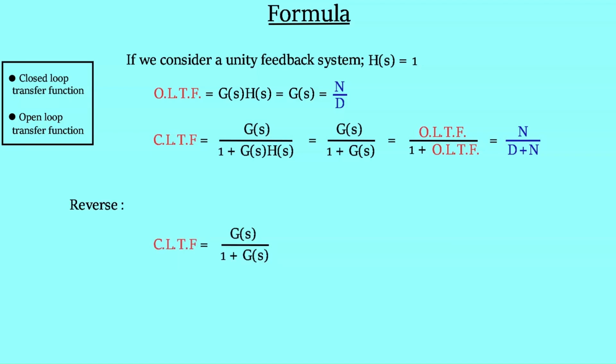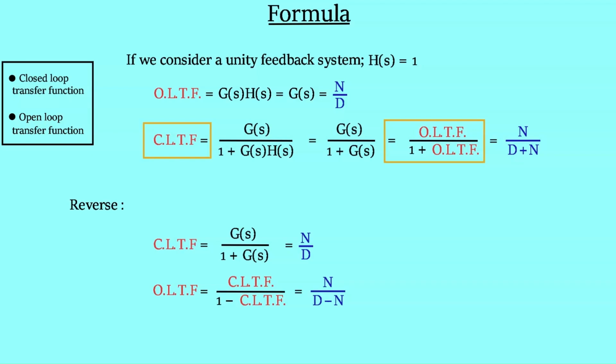Now consider the reverse case where we are having closed loop transfer function and we are supposed to find the open loop transfer function. If we rearrange the earlier found equation, then we can also write open loop transfer function is equal to closed loop transfer function divided by 1 minus closed loop transfer function. If we assume the closed loop transfer function is written in the form of numerator and denominator, then the open loop transfer function will come out numerator divided by denominator minus numerator.